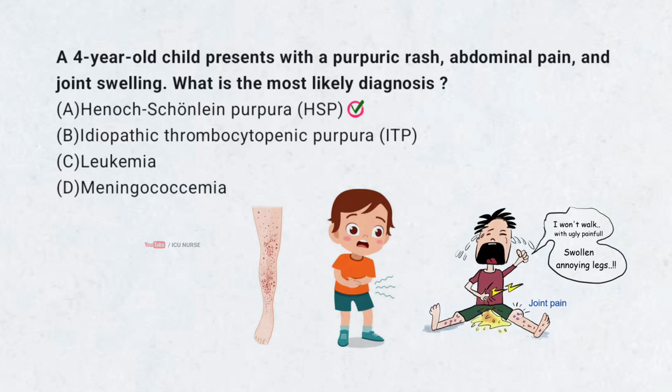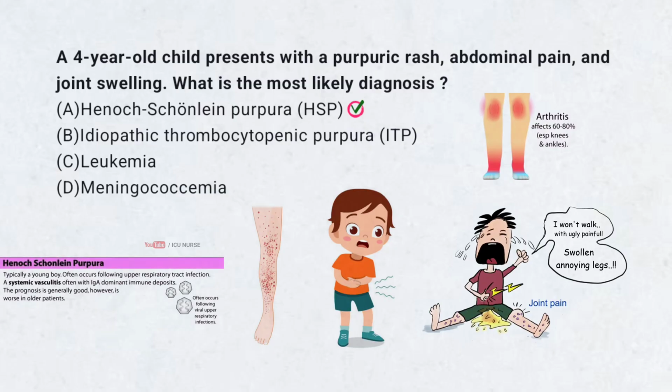Henoch-Schönlein purpura, HSP. HSP is a small vessel vasculitis characterized by purpura, non-blanching rash, abdominal pain, and arthritis. It often follows an upper respiratory infection and is caused by IgA immune complex deposition in blood vessels.